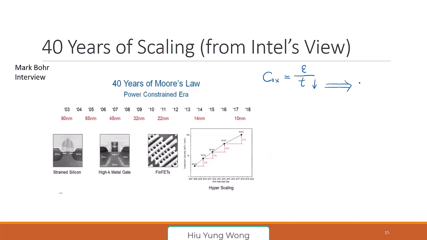Leakage? Correct. You have tunneling, right? So we have a lot of leakage. So we were at the place, 45 nanometer, where we cannot scale anymore. Then people said to find a new material. This is 45 nanometer.